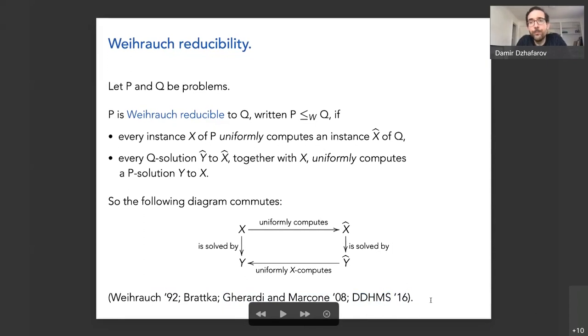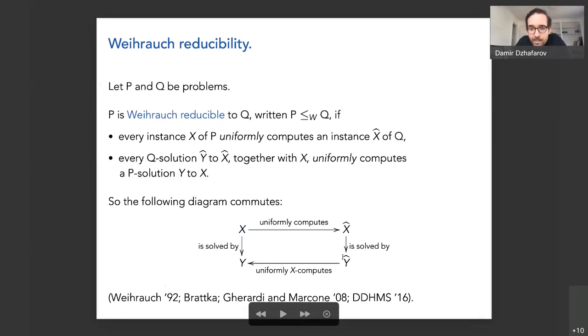So this is a uniform version of what we saw in the previous slide. P is Weihrauch reducible to Q if the same exact situation as before holds, but now the reduction is uniform. That means you give me an instance X of P, and there's an effective procedure that turns that into an instance X hat of Q, but that effective procedure cannot depend on X. It has to be the same effective procedure no matter what X is. For example, the effective procedure might be something like take every other bit. If we think of X as a sequence of bits, zeros and ones, then the procedure might be take every other bit. That does not depend on X. It's one fixed uniform procedure.